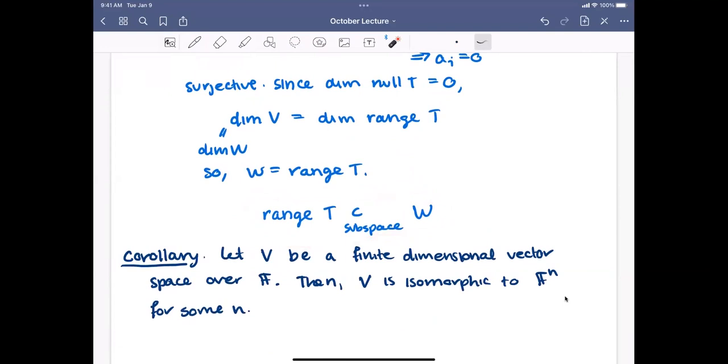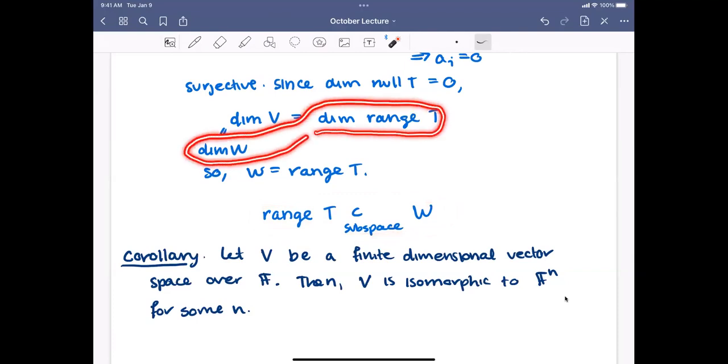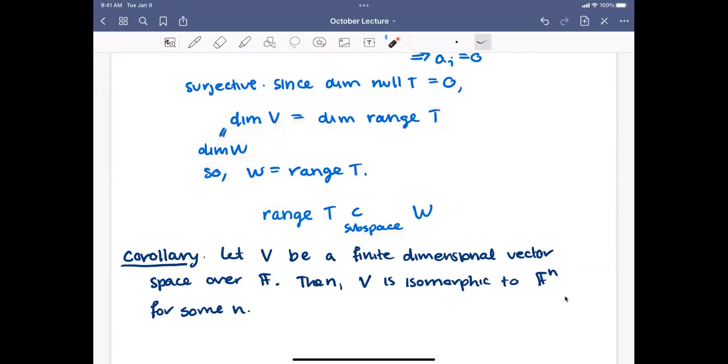Can you say it again louder? Yeah, so for range T, we probably would use that. Yeah, so we have that range T is a subspace of W, and we also have that the dimension of range T is equal to the dimension of W because of rank-nullity.